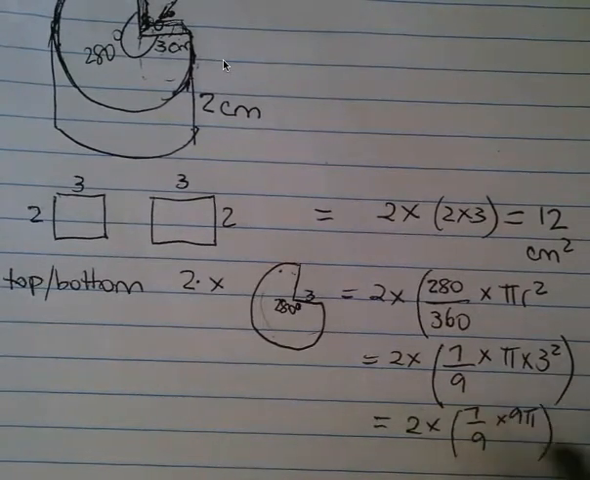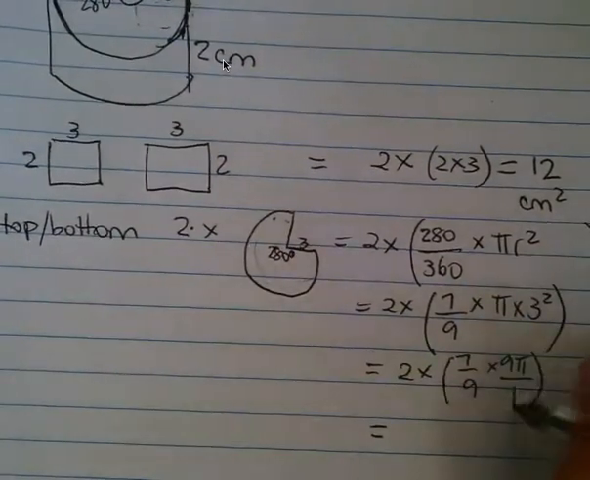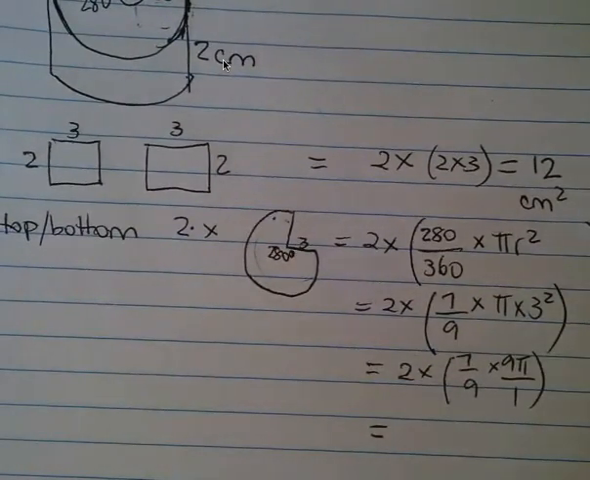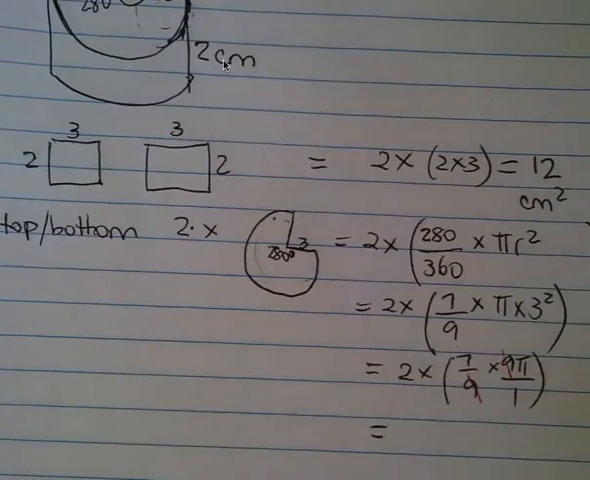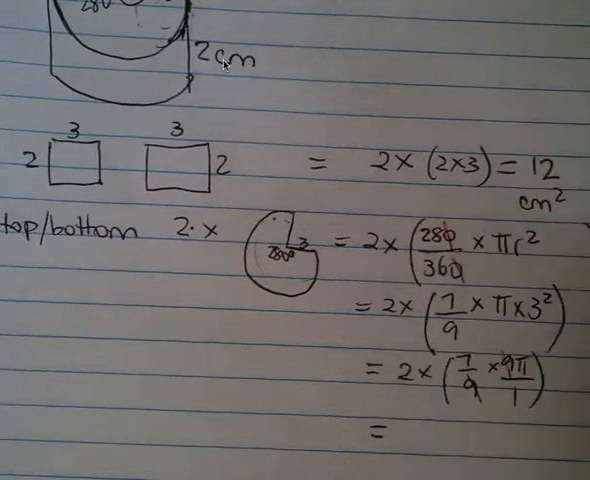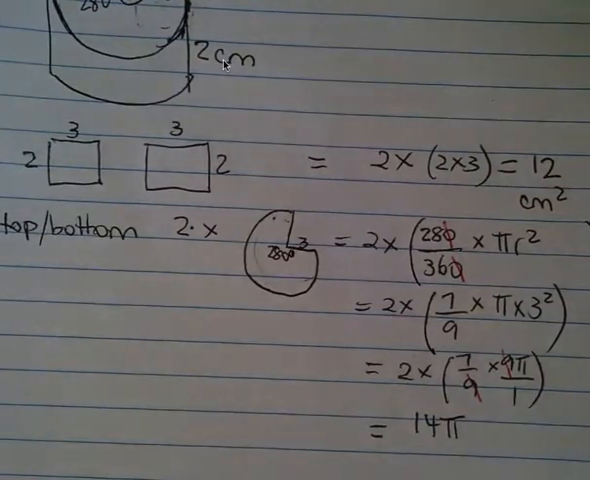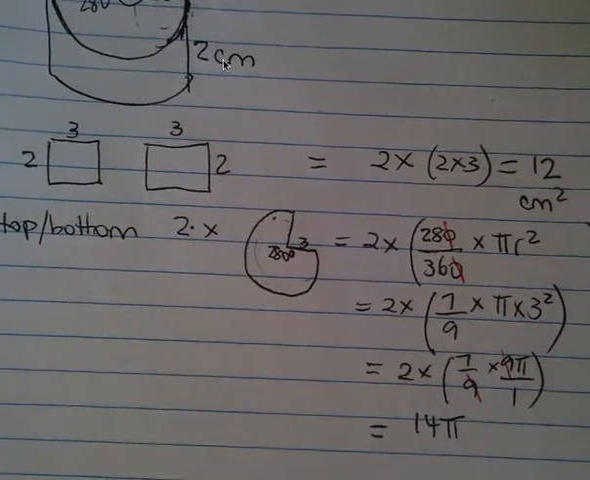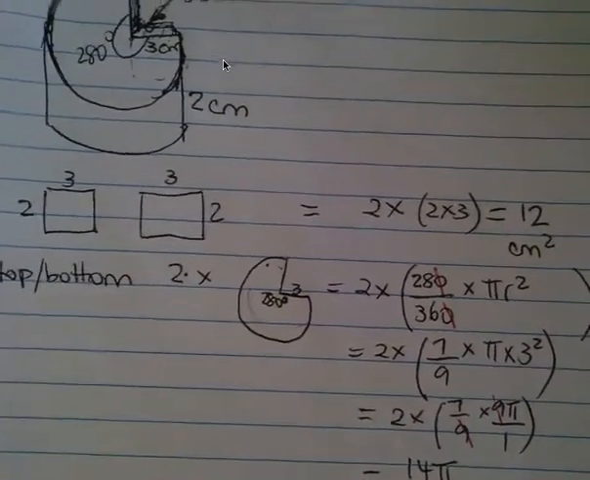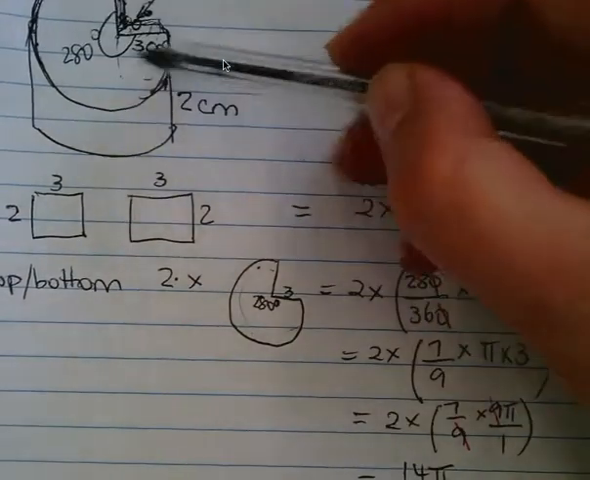What do you think you've got here? Tell me what cancels. Please tell me what cancels. 7 pi. 2 times 7 pi, 14 pi is your 2 sectors, large sectors, top and bottom. So girls, what have we got so far? Think of it as a piece of cake. Those rectangles in there. I did the top and the bottom.